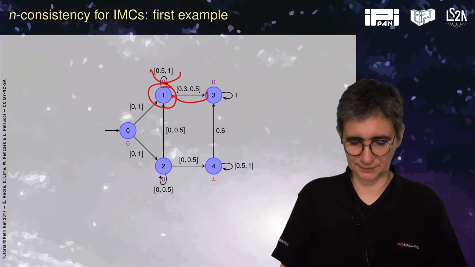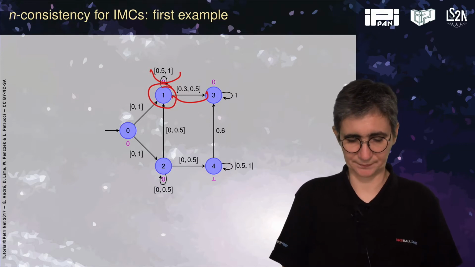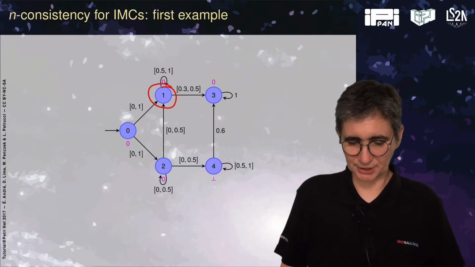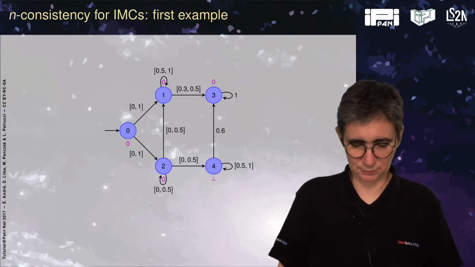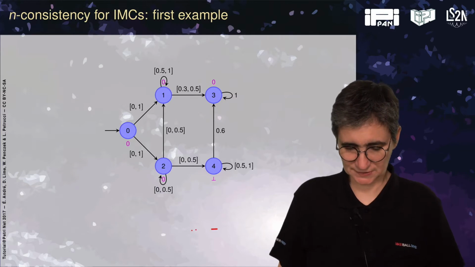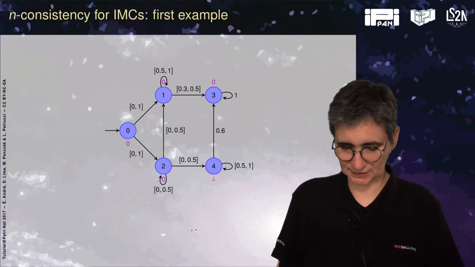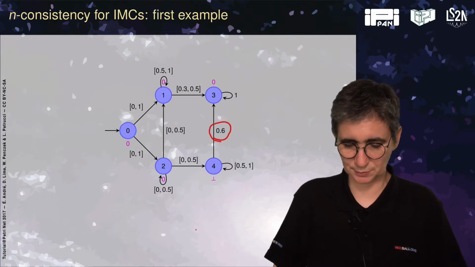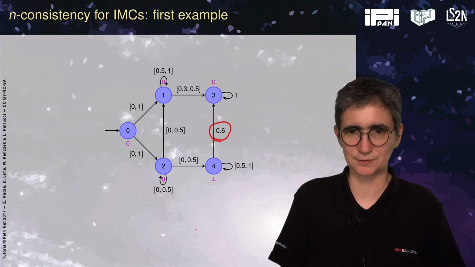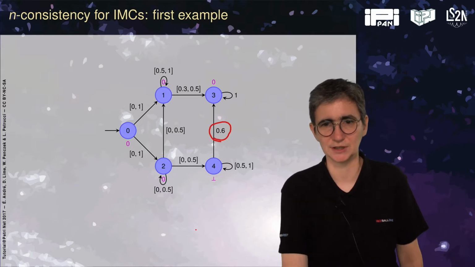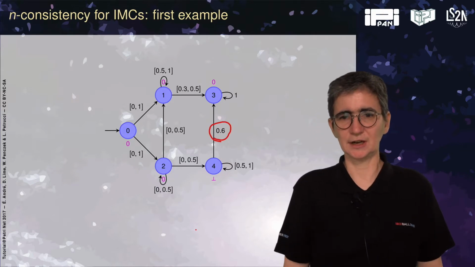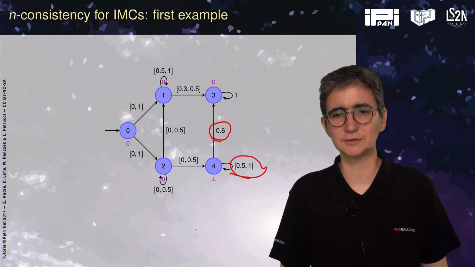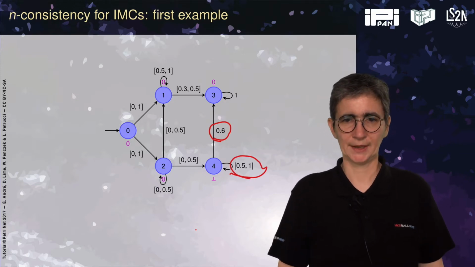So if I choose 0.5 for each of them, that is fine. And I can do the same thing for all these states. But for state 4, let us look at what happens. State 4 is such that there is a probability 0.6 of exiting state 4 to go to state 3, and there is a probability that must be between 0.5 and 1 to loop on state 4.